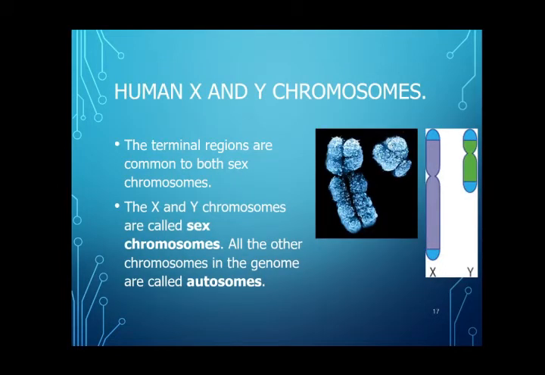Human X and Y chromosomes. Terminal regions are common in both sex chromosomes. The X and Y chromosomes are called sex chromosomes. All the others are called autosomes.